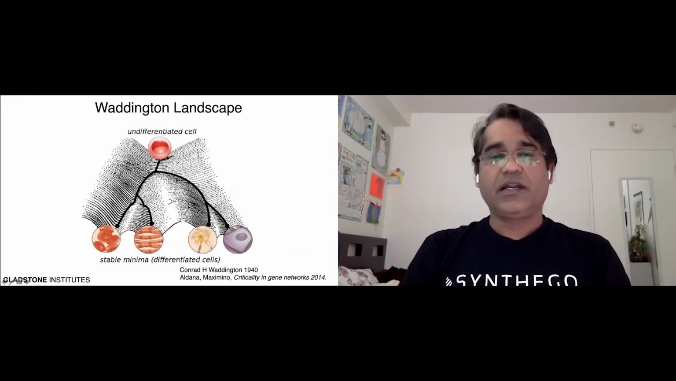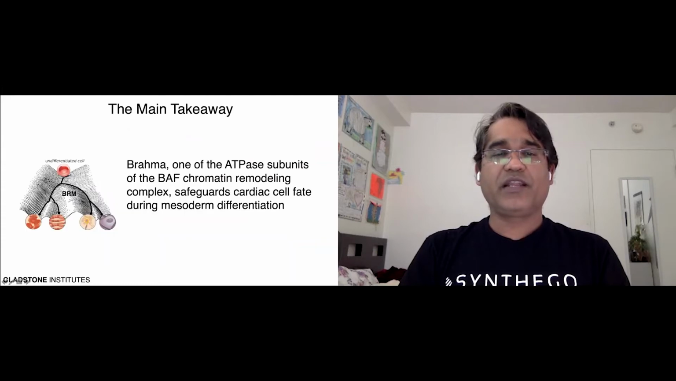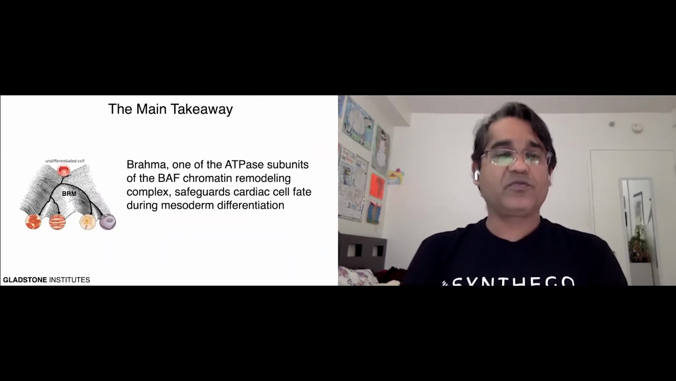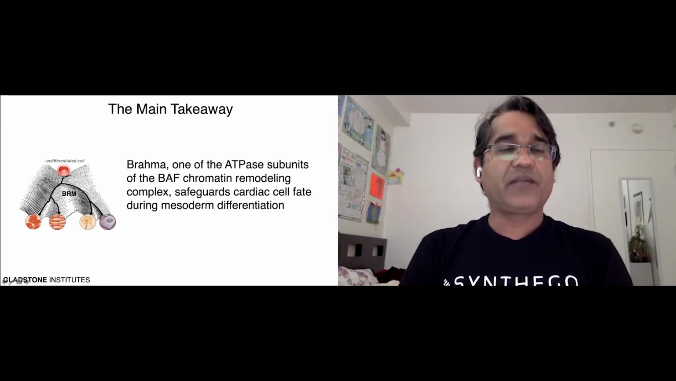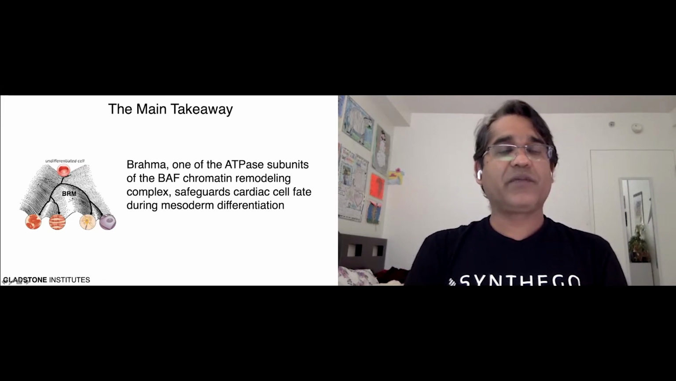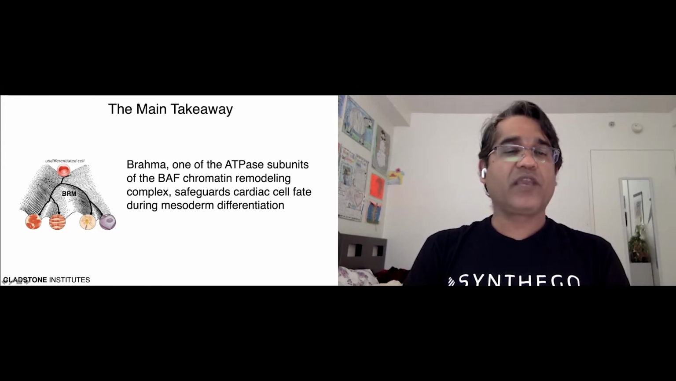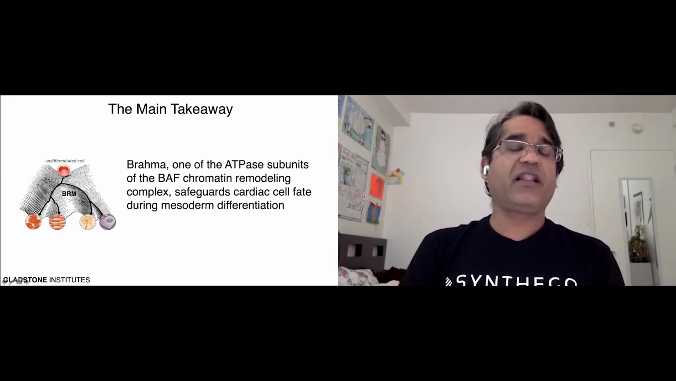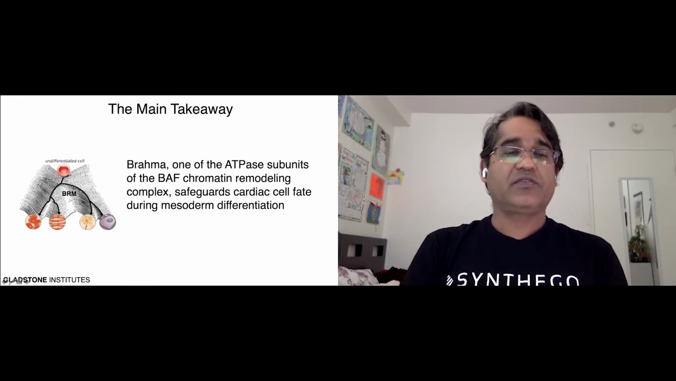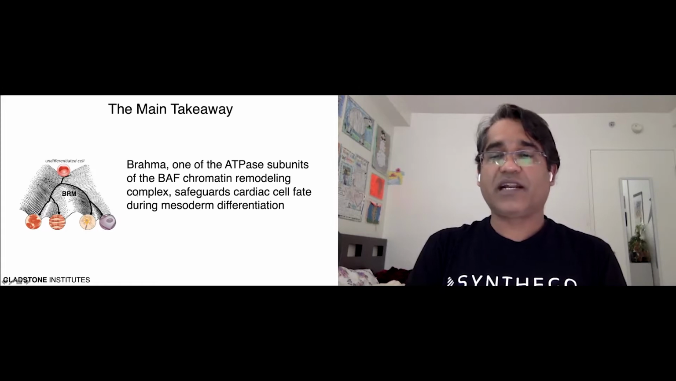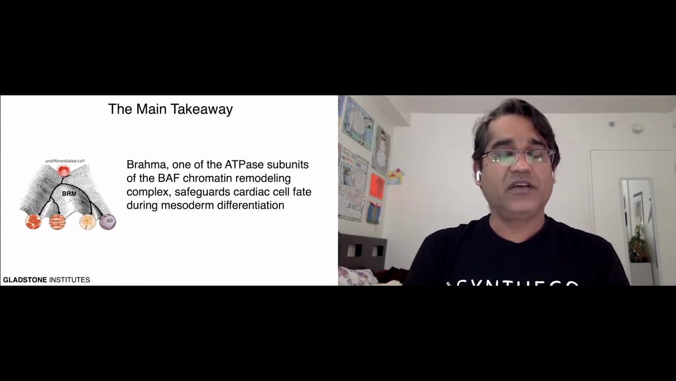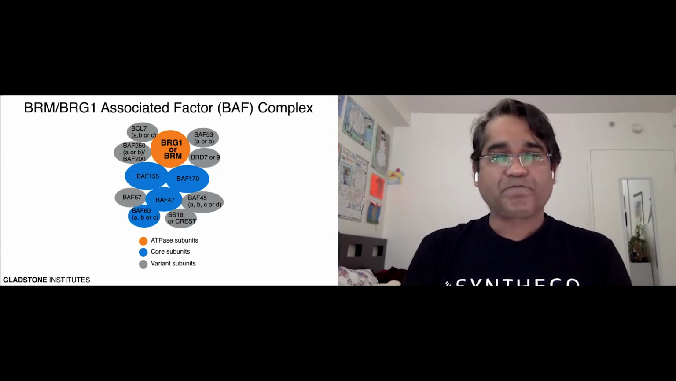neuron. And if you don't get anything from today's talk, I want to tell you that this chromatin remodeler protein Brahma forms these ridges so that it prevents cells from going away from the cardiac canal to other canals. So that's why we say that it safeguards cardiac canalization during mesoderm differentiation.